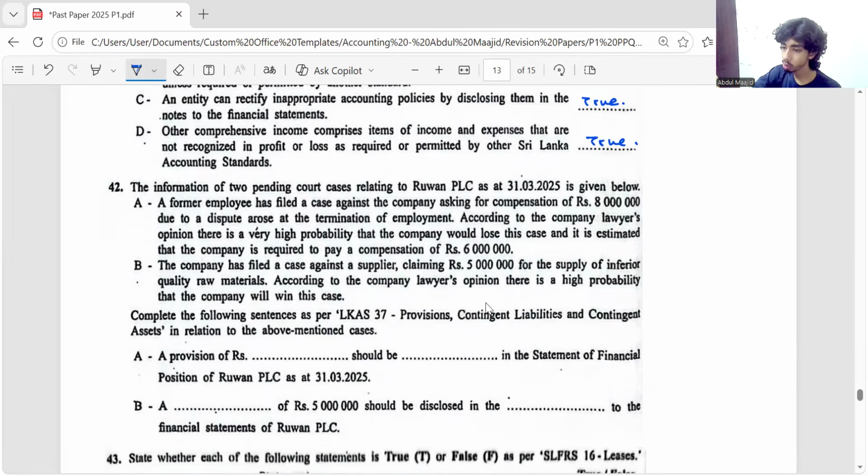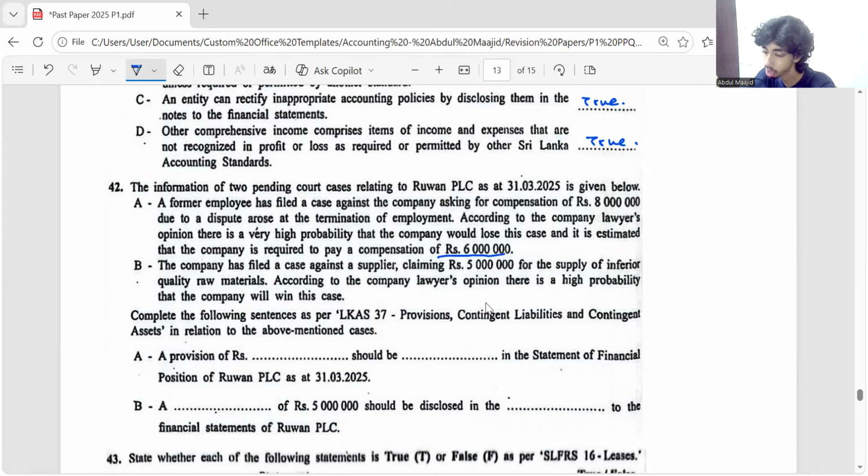The information of 2 pending court cases relating to Ruan PLC is given below. A former employee has filed a case against the company asking for compensation of 8 million due to a dispute that arose at the termination of the employment. According to the company lawyer's opinion, there's a very high probability that the company would lose this case, and it is estimated that the company is required to pay 6 million.